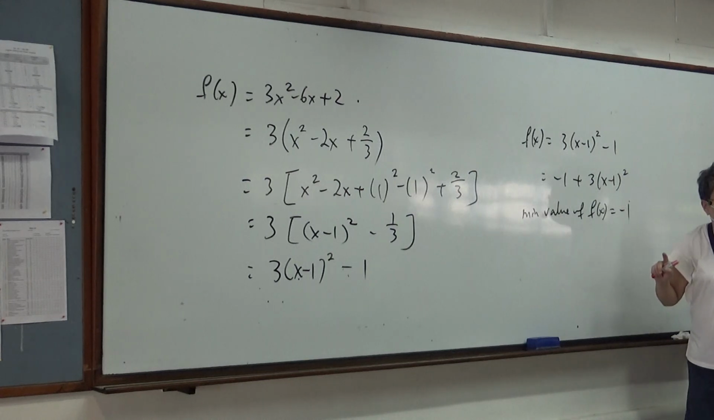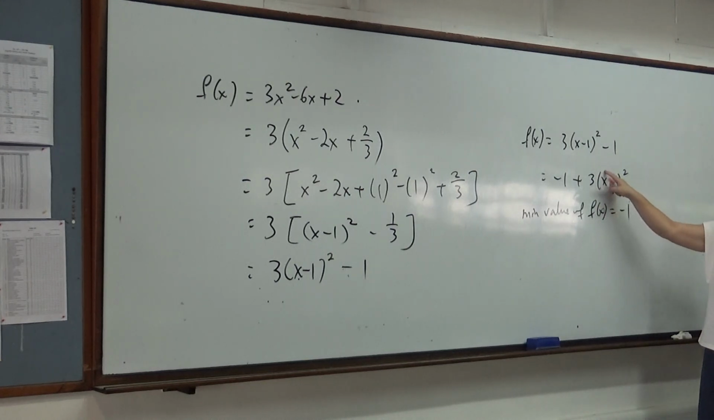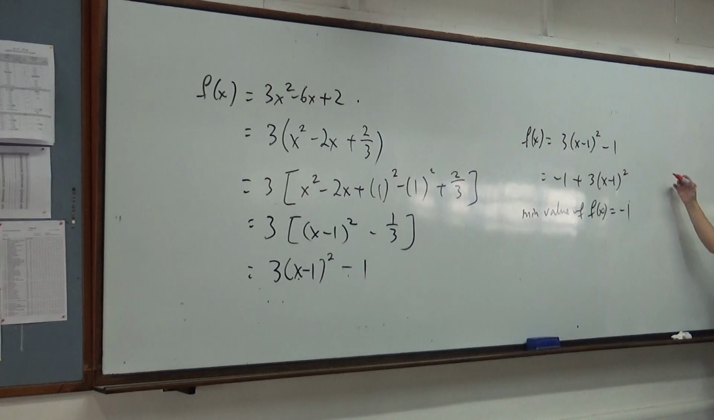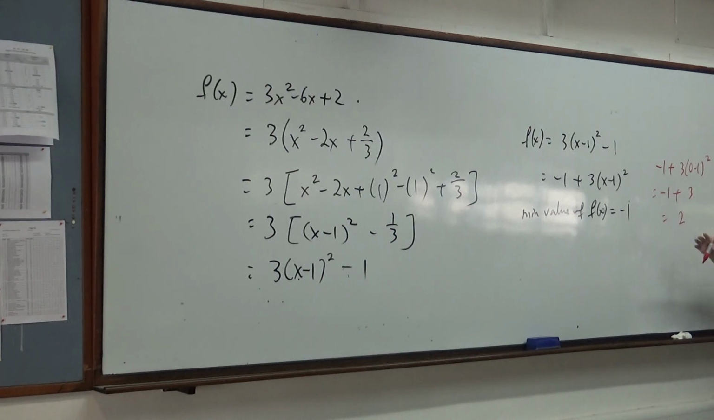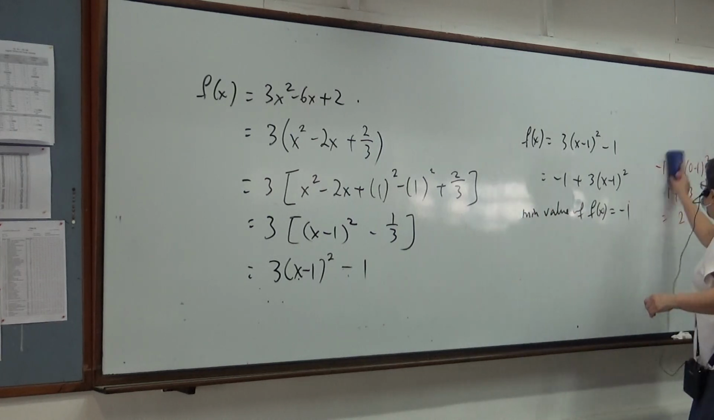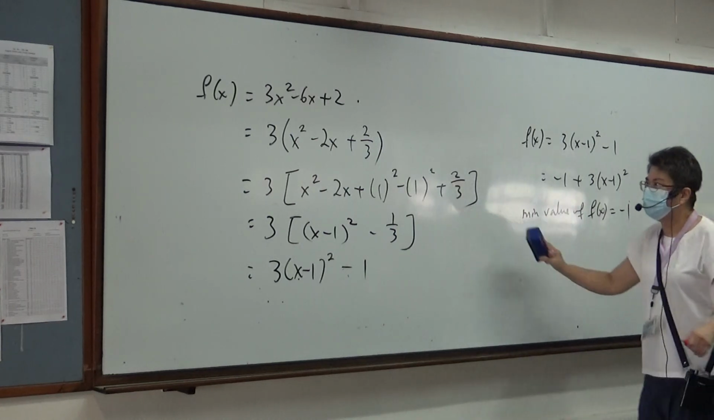Are you clear? Now what if this is not 1? What if x is 0? This should be negative 1 plus, don't forget, negative 1 squared is 1. So plus 3, right? Answer is 1. Can you see it's more than negative 1? Negative 1 is the minimum. And it occurs when x is 1. Are we clear? Can or cannot? Can, okay. Next particular question, part B.